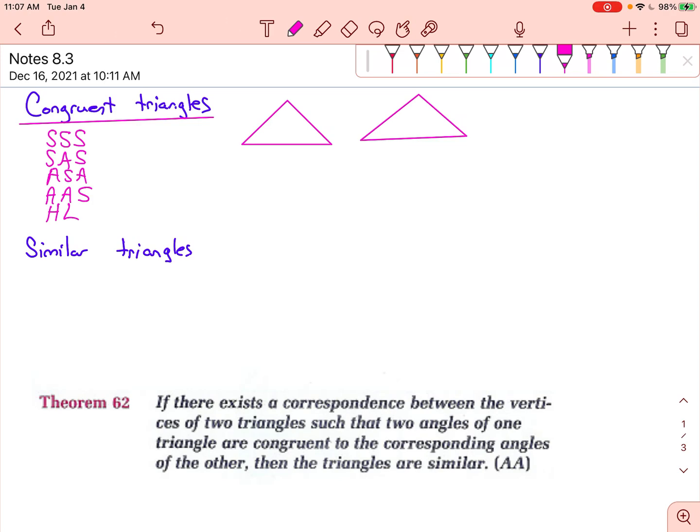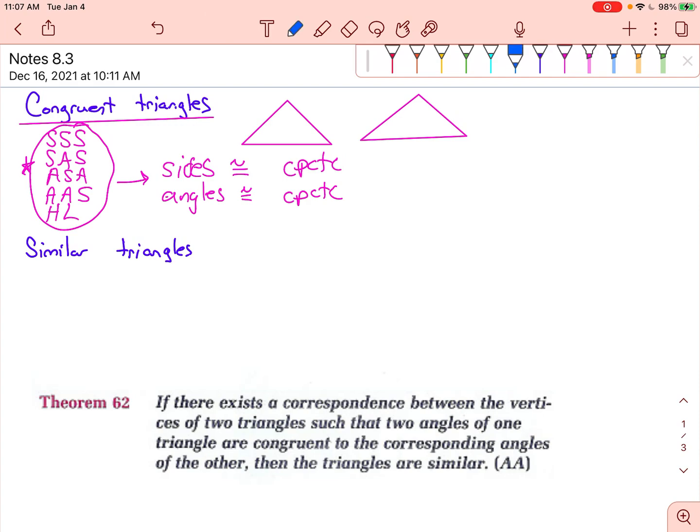And again, once they were congruent, all the sides were congruent to each other by CPCTC, and all the angles were congruent to each other by CPCTC. So first we got the triangles to be congruent. First we proved that they were congruent. Then all the sides were congruent, all 3 sides were congruent, and all 3 angles were congruent.